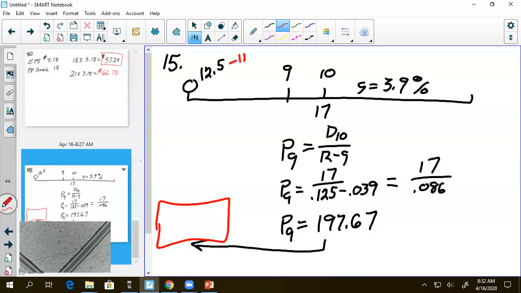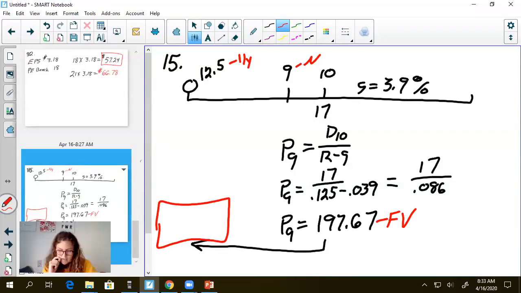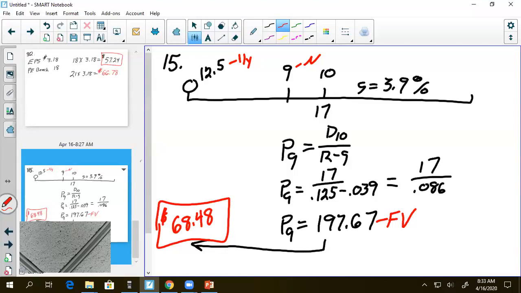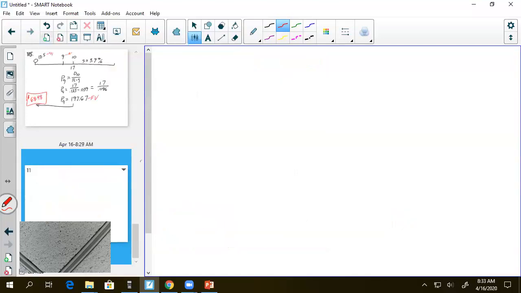So there's my interest rate, there's my N, there's my future value. And what do we get for that price? 68.48. Exactly. Okay. Everybody good? Questions on that one? Okay. All right, let's move on then.